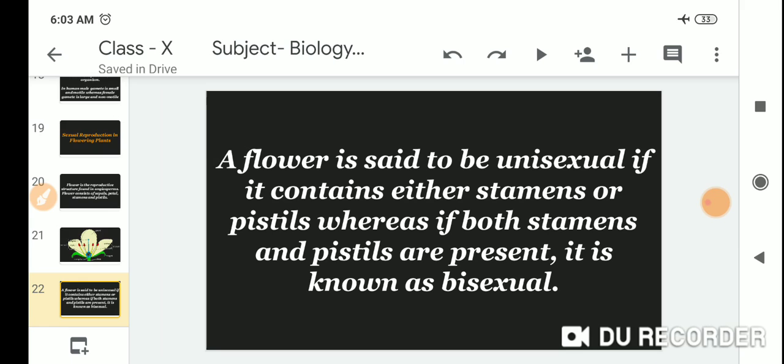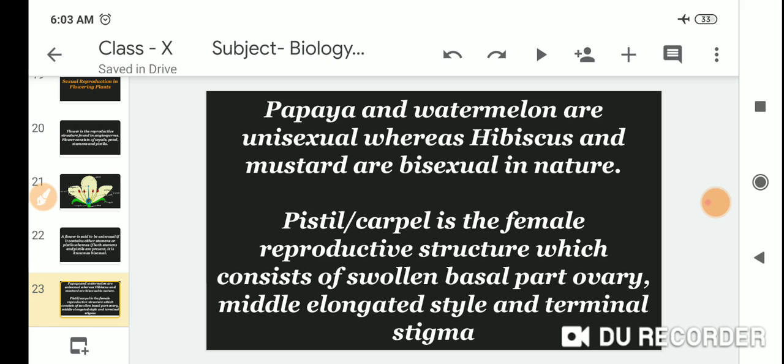A flower is said to be unisexual if it contains either stamens or pistils, whereas where both stamens and pistils are present, it is known as bisexual. Papaya and watermelon are unisexual, whereas hibiscus and mustard are bisexual in nature.